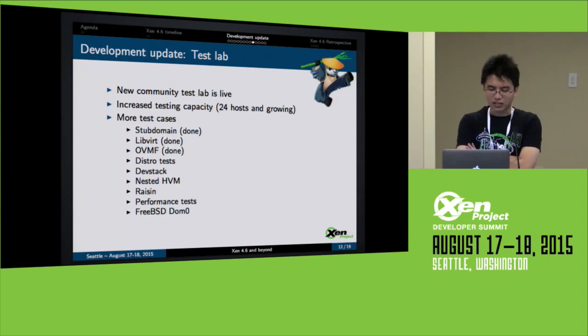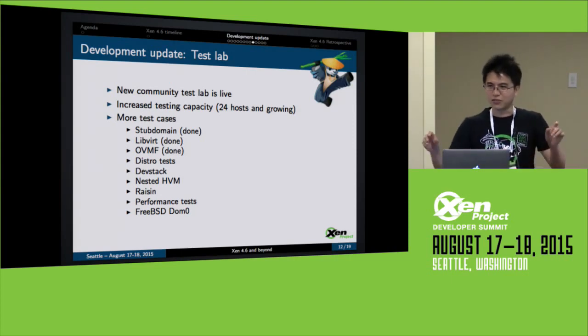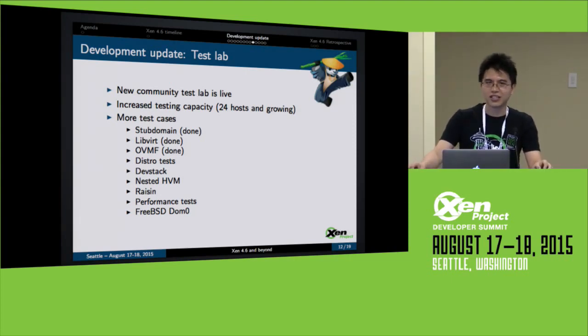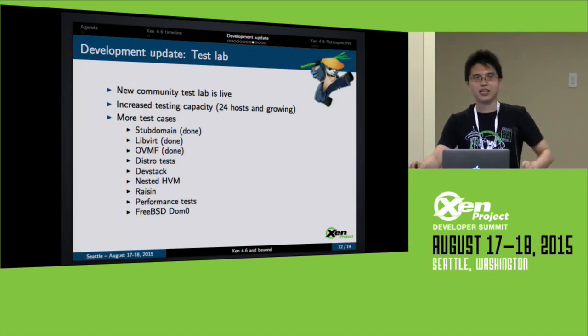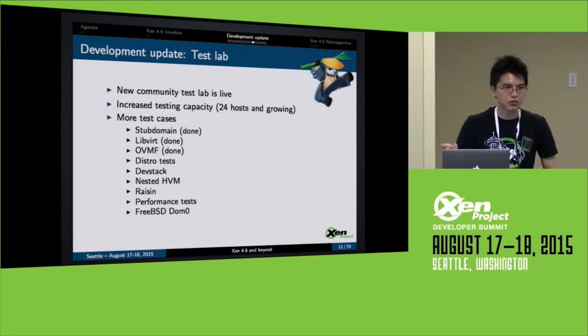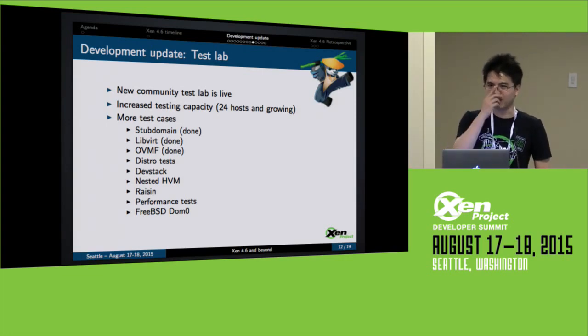Now we are constantly testing Xen, Dom0, libvirt and OVMF, and we also have many test cases in the pipeline, like distro test, which tests different distros like Debian and probably CentOS and all the other distros. And if you are interested in adding any other distros in our test lab, just feel free to post to xen-devel and ask for directions and how to do that.